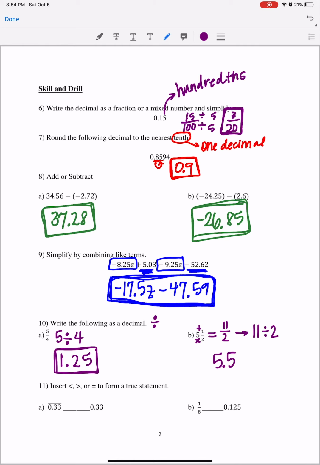Now the other way you could have done that is, if you noticed, you have a whole number 5, so that's 5 right here as well, and then 1/2 as a decimal is 0.5, so that's why it's 5.5. Okay, so either way.